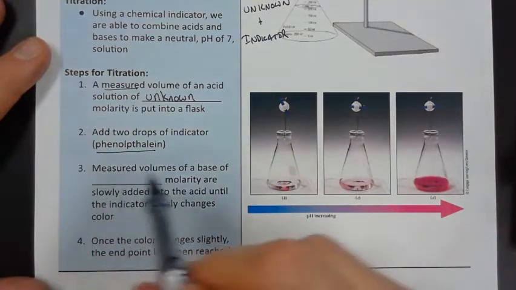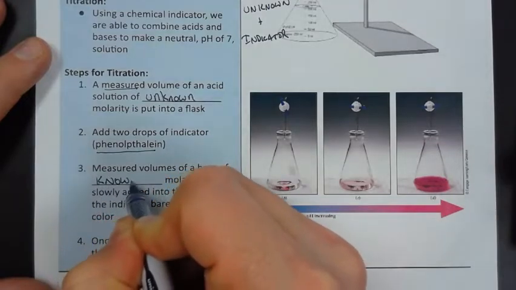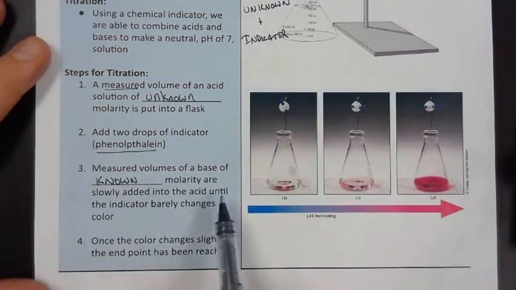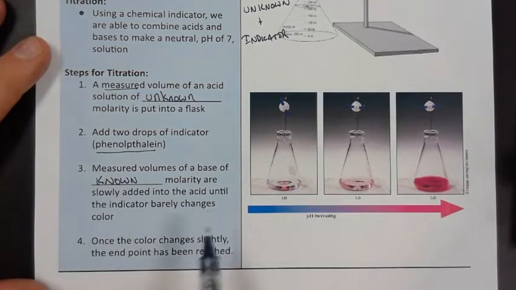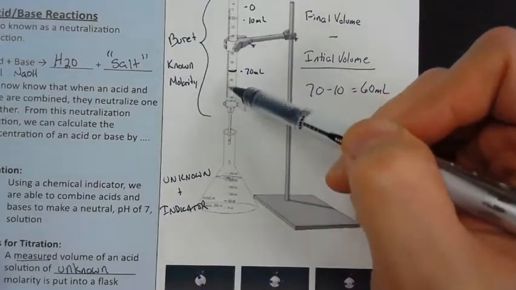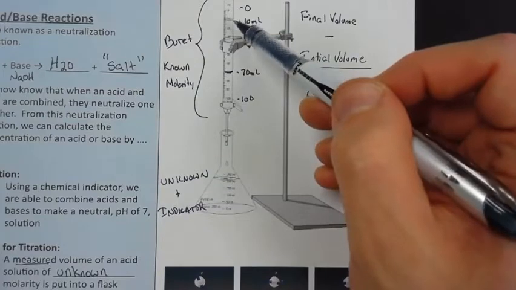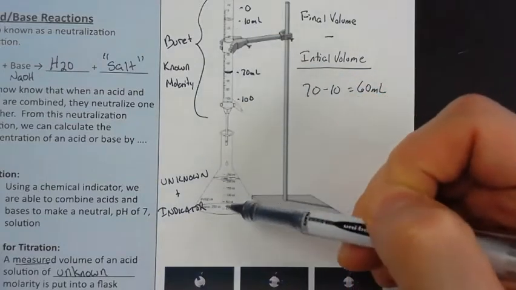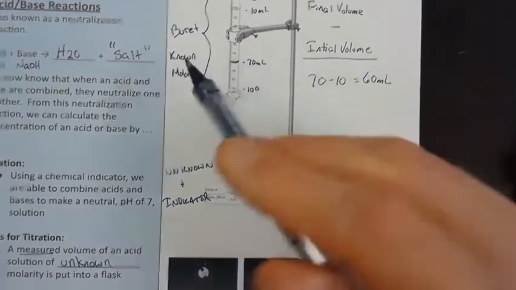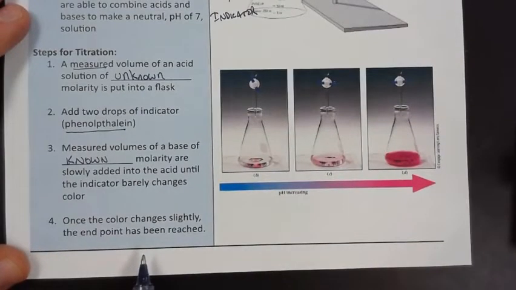We're going to talk more about the image off to the right. And then measured volumes of a base of known concentration or known molarity are slowly added into the acid until the indicator barely changes color. So again, this we know the concentration of, this we don't know how strong it is, so we're going to measure and see how much base we add in here until this solution changes color. Once the color changes just slightly, the endpoint has been reached.